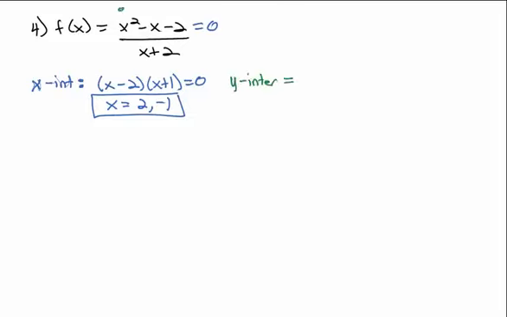Y-intercepts, we get those by making all the x's equal to 0. This time we're going to be careful of our signs, giving us negative 2 over 2, which reduces to y equals negative 1 for the y-intercept.